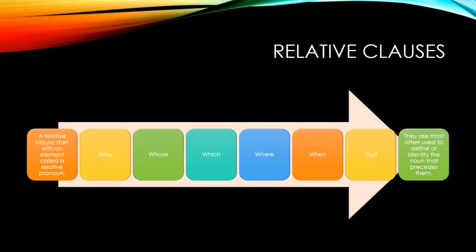So relative clauses start with an element called a relative pronoun, as I mentioned before. And those can be words like who, whose, which, where, when, and that. And they are most often used to define or identify the noun that precedes them.